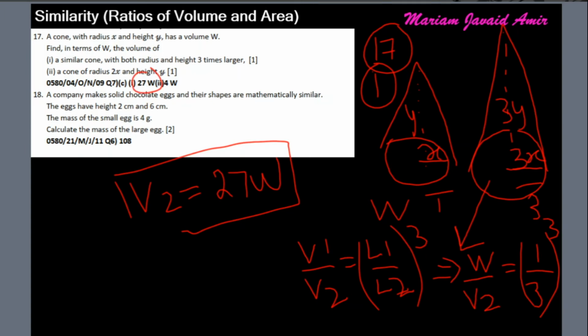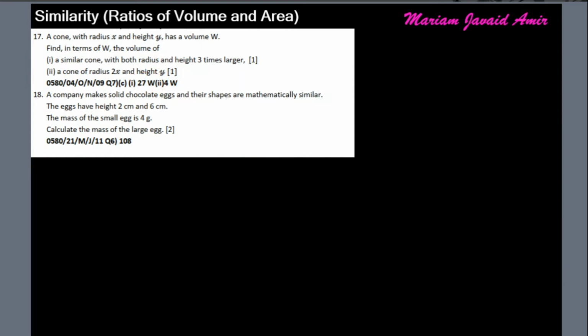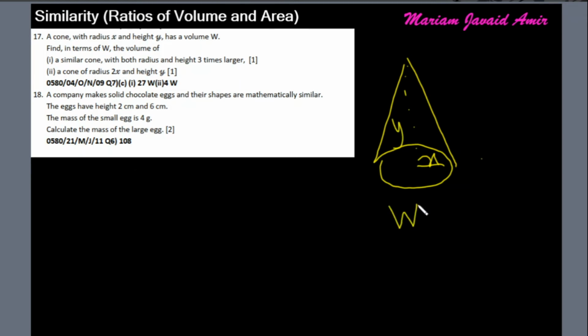Okay. Part 2. Okay, let me clear this for part 2. A cone of radius 2x and height y. So we again had a cone with radius x and height y. So this is x, this is y, and its volume was w. Now we have another cone whose radius is 2x and height is still y.